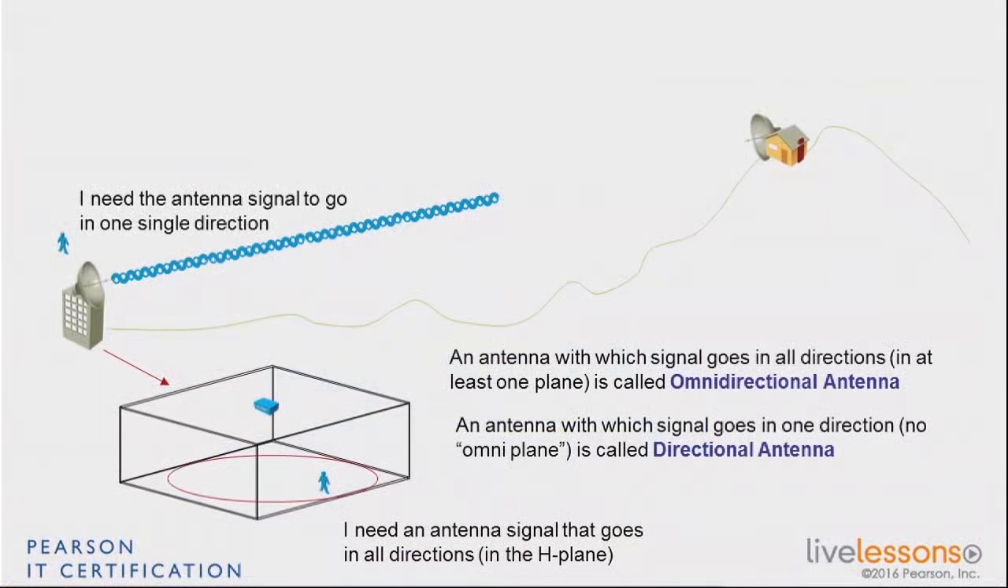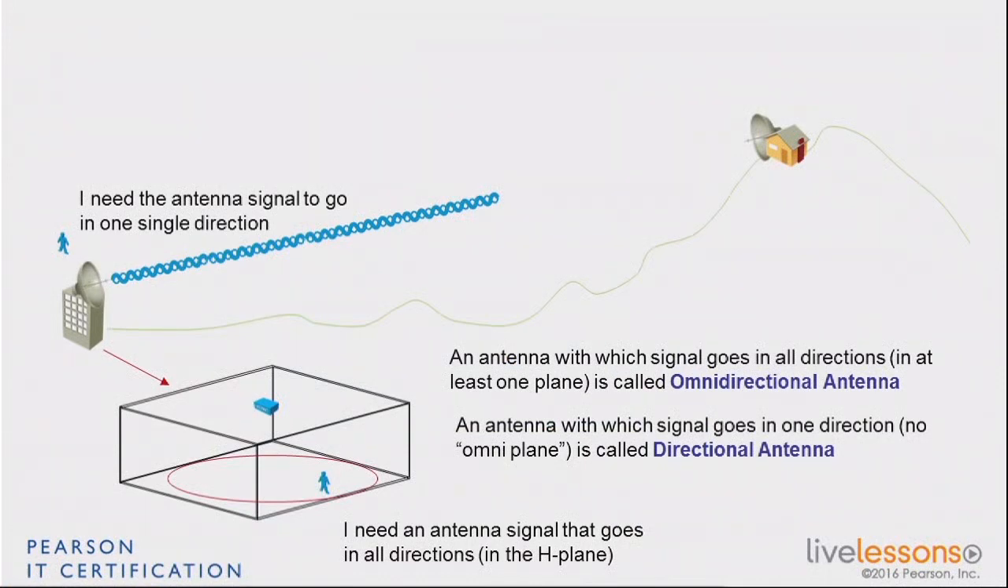Now, let's look at some antenna types and uses. As a CCNA, you're not supposed to know all the antennas in the world, but you're supposed to have a good understanding of what types there are and why you would use one or the other. If you look at the general categories, there are basically two types of antennas.